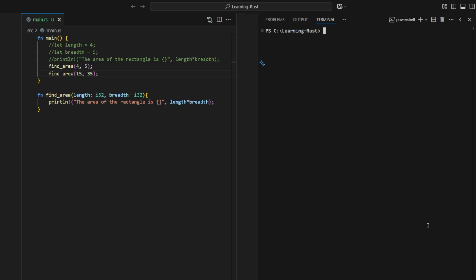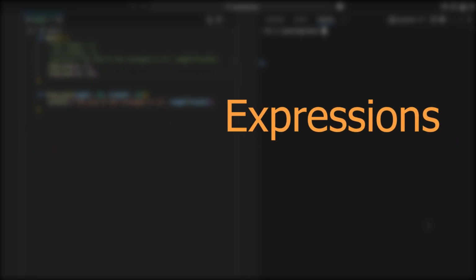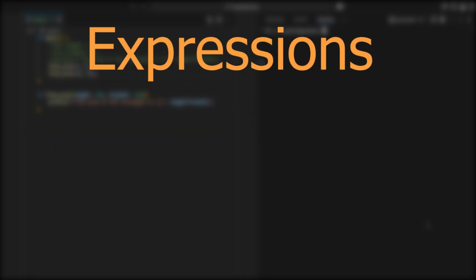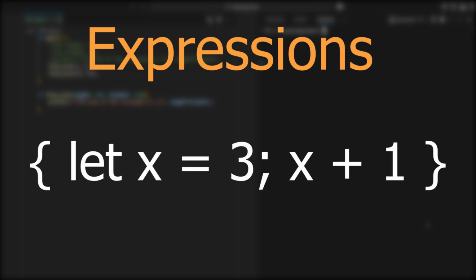To return a value from the function, we need to understand a concept that is super fundamental in Rust: the difference between statements and expressions. So, in Rust, almost everything is an expression. That means it evaluates to a value. For example, 5 is an expression. X plus 1 is an expression. Even entire code blocks like this, that's an expression too.